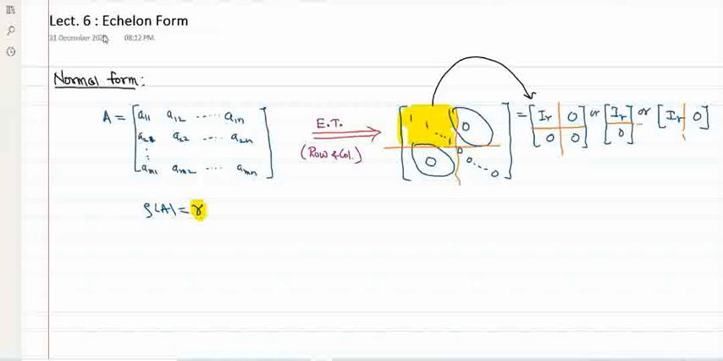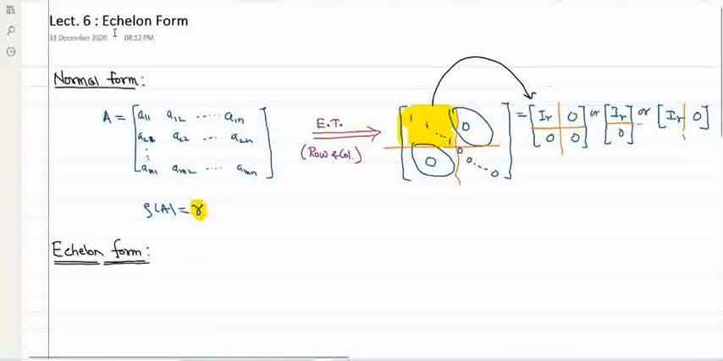It is also called the first canonical form. Now the next one is the echelon form. Remember, what is the difference? Echelon form, which is also called the second canonical form, is used to identify the rank of the matrix. So actually, 50% of the work is less.